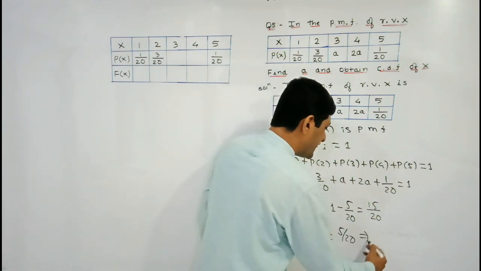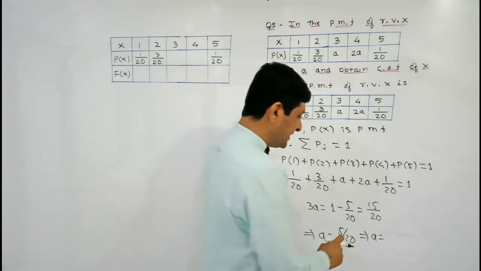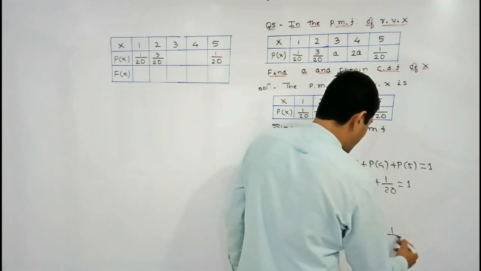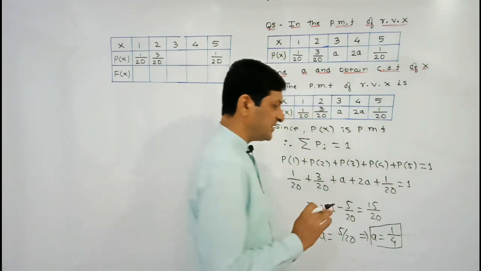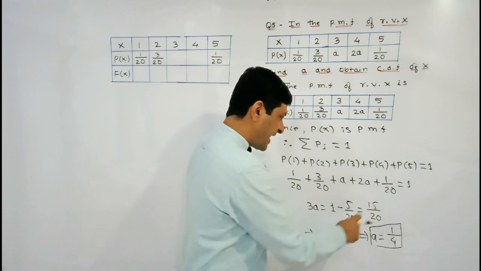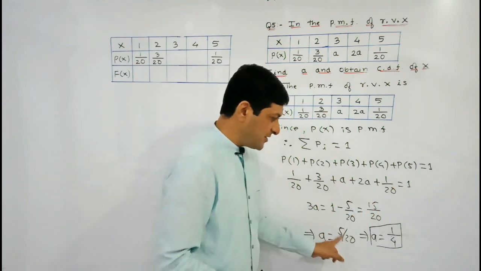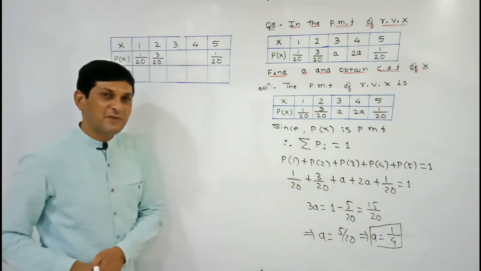So which implies that a is equal to 5 by 20, in simplest form can be written as what? 1 by 4. So in this way we have got the value of a, because both the numbers are divisible by what? 5. Sorry, here, okay, if I am dividing by 5, here we will get 1. 5 by 20 can be written as what? 1 by 4. In this way we have got the value of a.